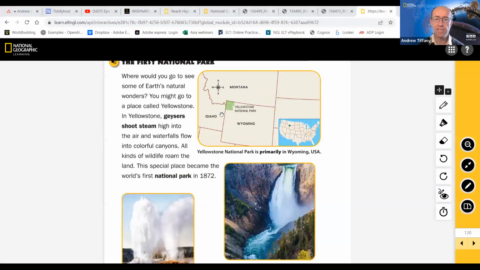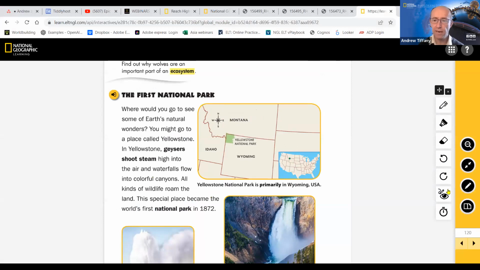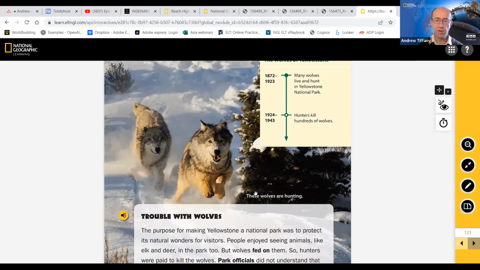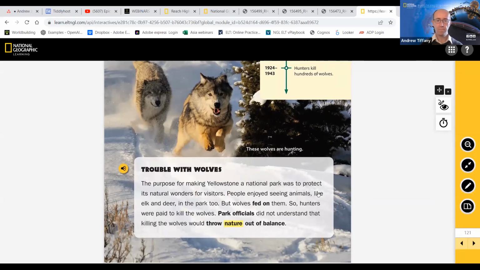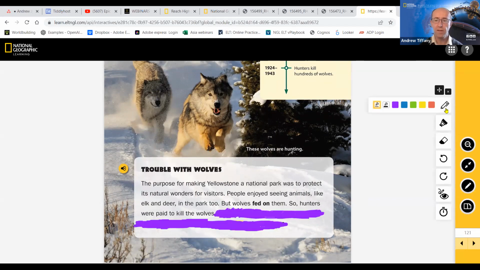So in the beginning here, this is just the introduction, right? Nothing fancy there. This is just describing it. So then down here, what can we see? The purpose of making Yellowstone a national park was to protect its natural wonders from visitors. People enjoyed seeing animals like elk and deer in the park too, but wolves fed on them, so hunters were paid to kill the wolves. Park officials did not understand that killing the wolves would throw nature out of balance. That was the one that was hidden before. They didn't know that this was going to make things bad.